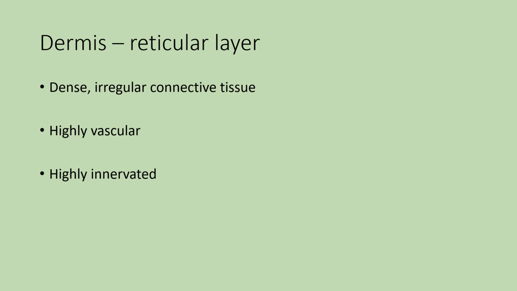The reticular layer, which is deeper, is dense, irregular connective tissue. Once again, it's highly vascular and it's highly innervated. Innervated meaning it has lots of nerves in it. When we talk about the papillary layer, it has what we call dermal papillae. Dermal papillae are these, see, they look like ridges. That's going to help actually with the formation of your fingerprints.